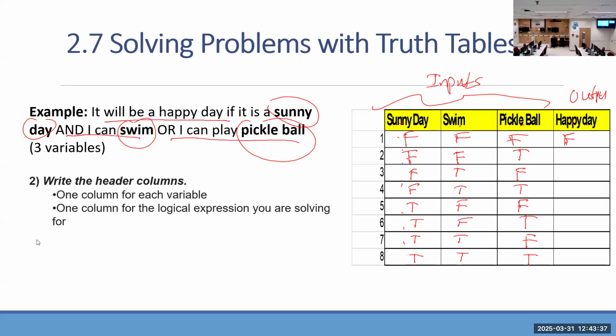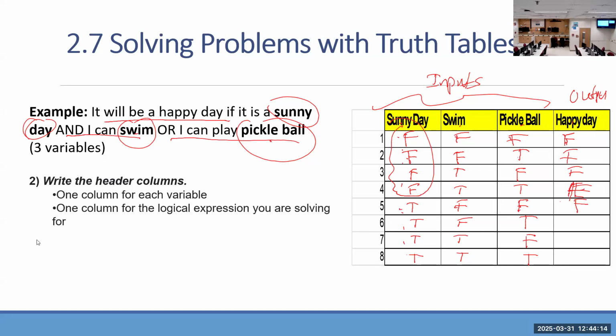Why F? It needs to be a sunny day. At least you need to have a sunny day, right? So if you do not have the sunny day, for sure, everything here is F. Make sense? Now, if I have T, F, F here, what do you think? Do I have a happy day or not? No, because I cannot swim and I cannot play pickleball. So F.